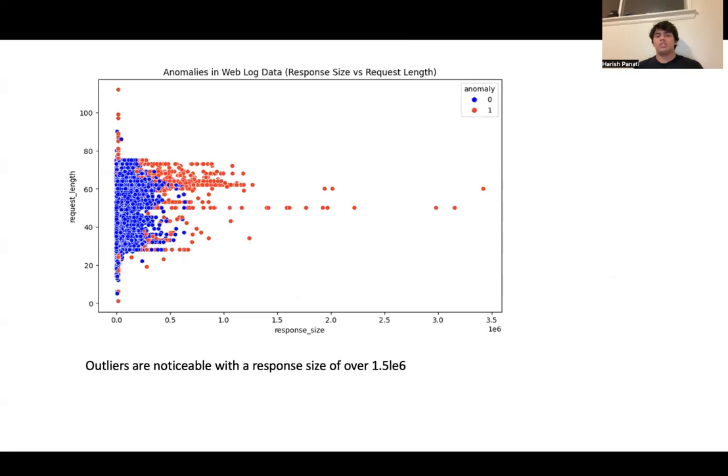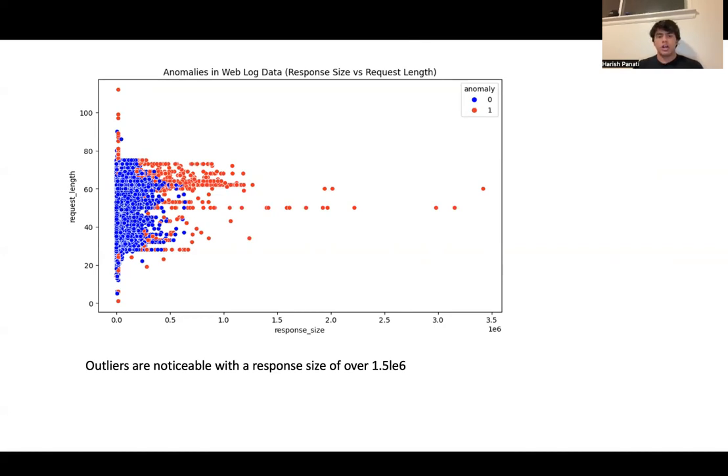So this is the first visualization that we've taken. Here you see all the blue and red dots. The red dots are the ones that are flagged as anomalies. You can observe that there are a lot of red dots at a response size of 1, and we can observe a significant number of outliers right here. So that states that these are the anomalies, and the zeros are not.